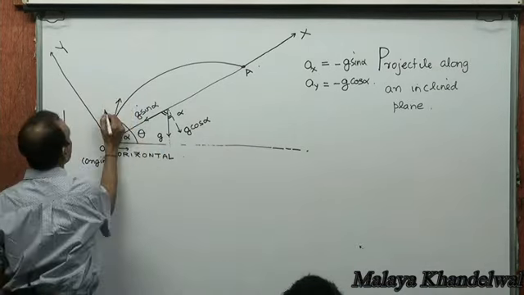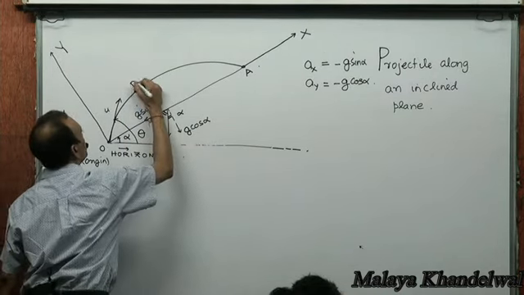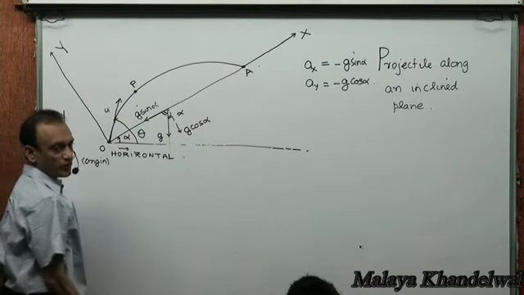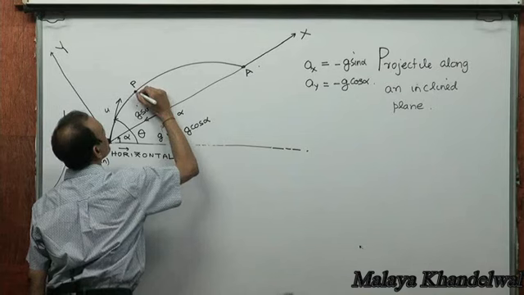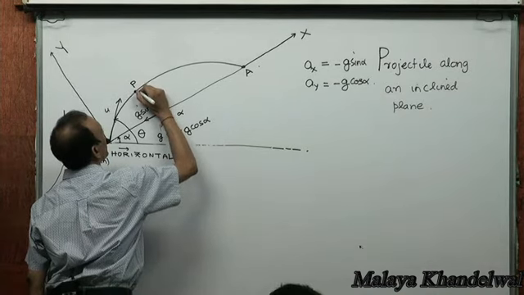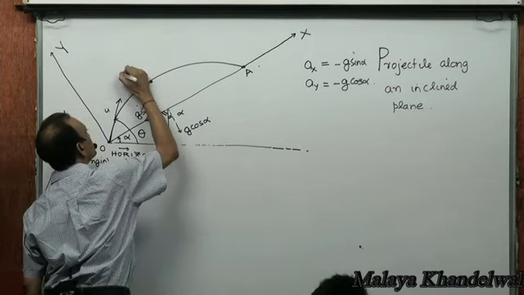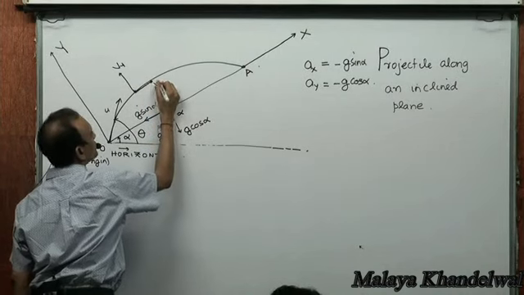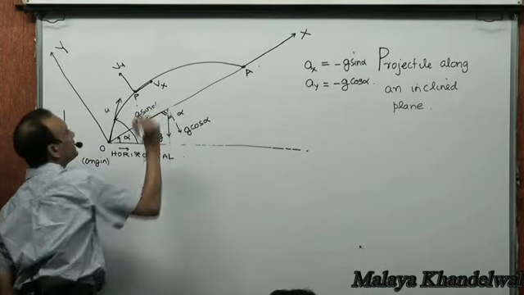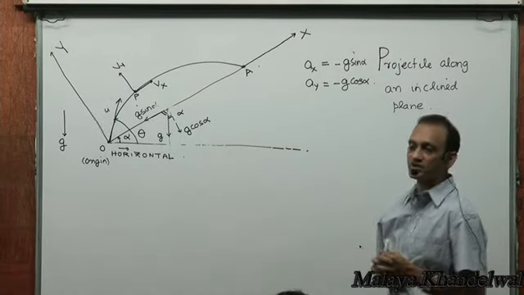T seconds later, the particle arrives at a point P where it has a velocity in the x direction and it has a velocity in the y direction. At a point P, t seconds later, it possesses a velocity along the x direction, it possesses a velocity along the y direction, right?